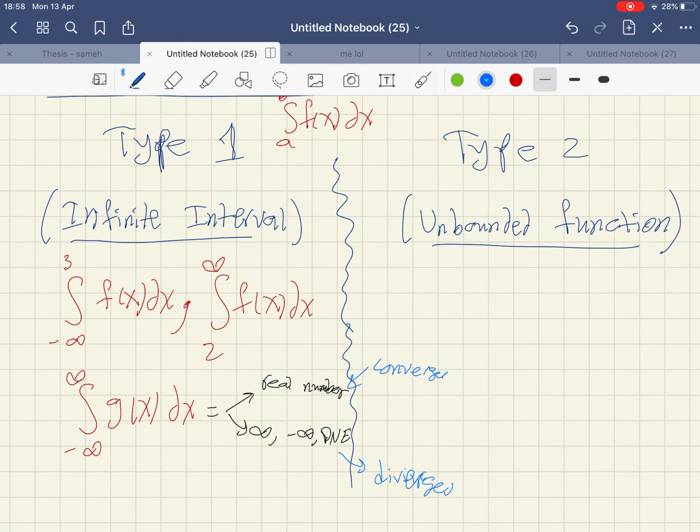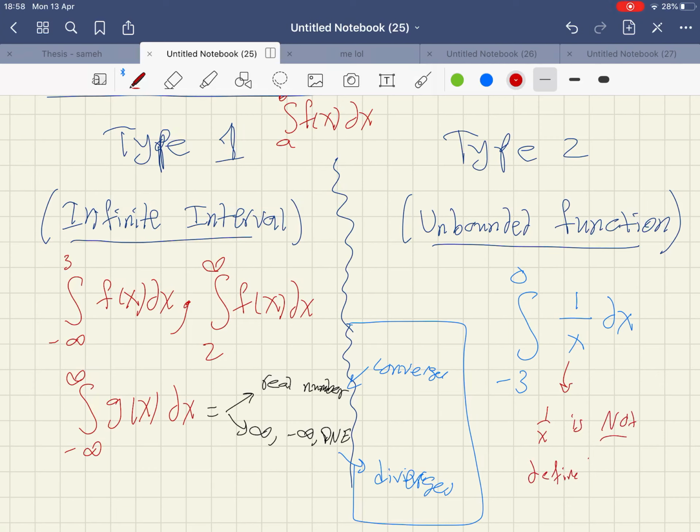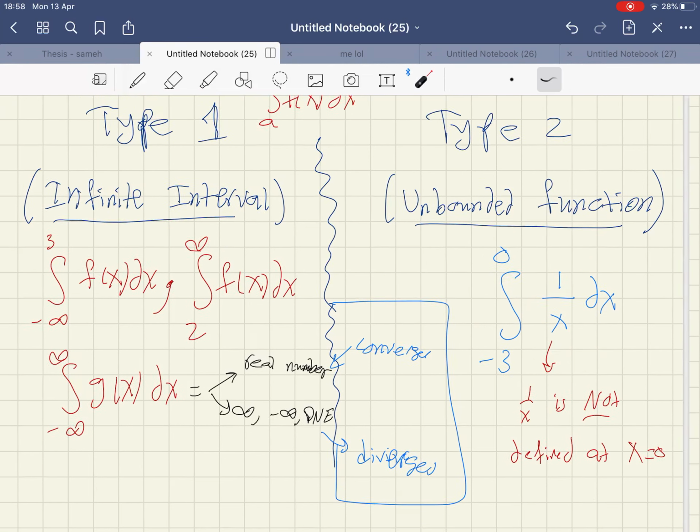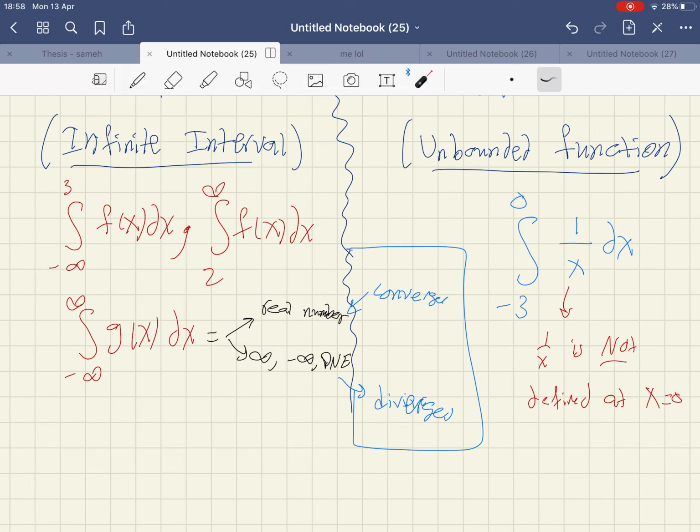Type 2 is something maybe usual to you, but look at this. You can see that 1 over x is not defined at 0, but I'm doing the integral up to 0. 1 over x is not defined at x equal to 0, but I'm doing the integral up to x equal to 0. So here we have to do something, and we call it an improper integral.